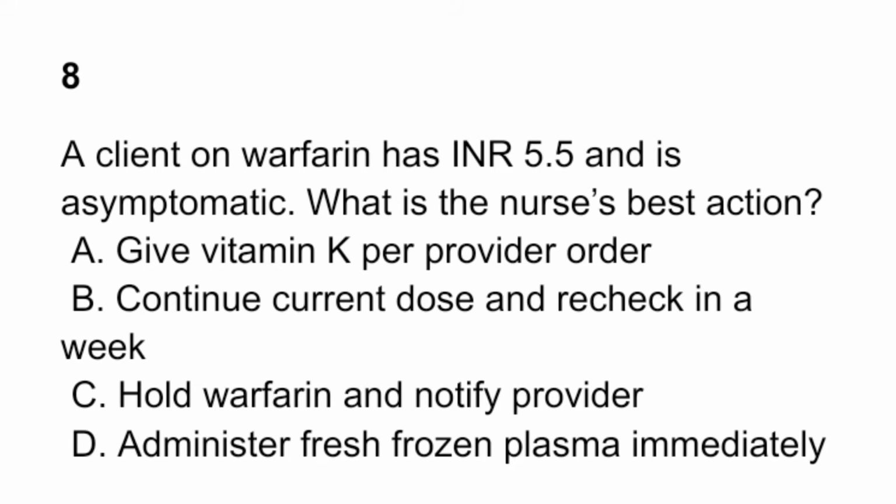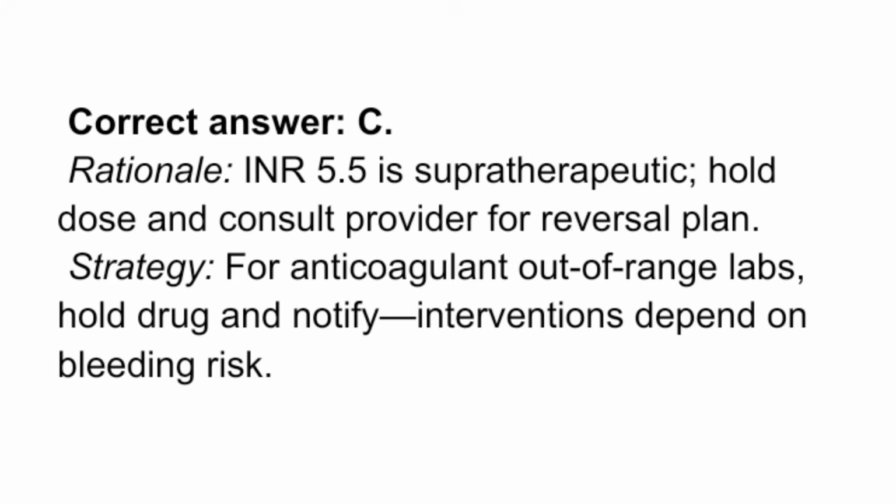8. A client on warfarin has an INR of 5.5 and is asymptomatic. What is the nurse's best action? A. Give vitamin K per provider order. B. Continue current dose and recheck in a week. C. Hold warfarin and notify provider. D. Administer fresh frozen plasma immediately. Correct answer, C. Rationale: an INR of 5.5 is supratherapeutic, hold dose and consult provider for reversal plan. Strategy: for anticoagulant out-of-range labs, hold drug and notify, interventions depend on bleeding risk.